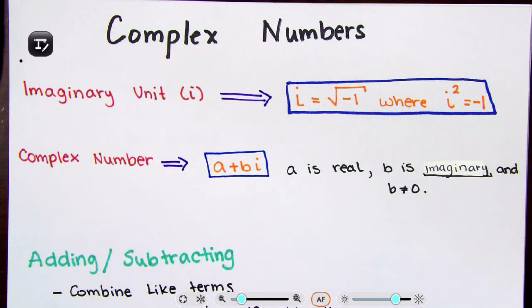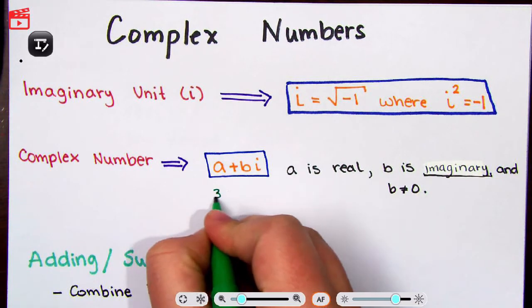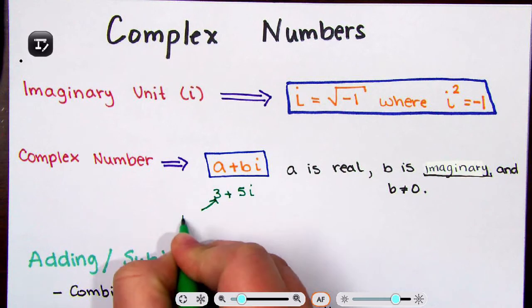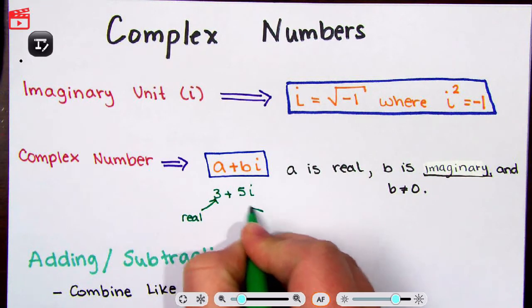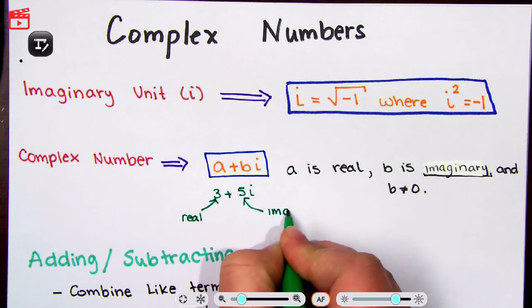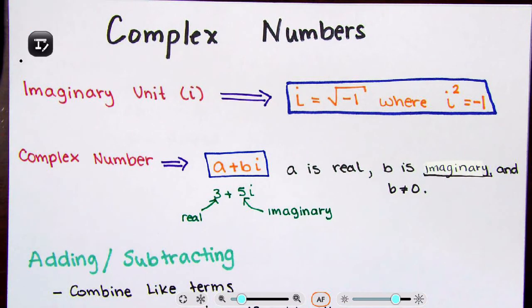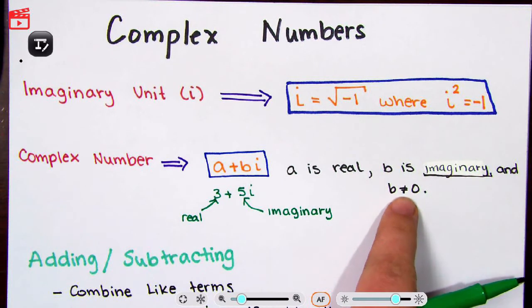So, for example, let's say we have 3 plus 5i. Your 3 would be real. Your 5 would be imaginary. Now, in order for this to be a complex number, we need an imaginary part. So therefore, b cannot be 0, because if we have 0, we don't have anything that's complex. So it needs to be greater or less than 0, but it cannot be 0.